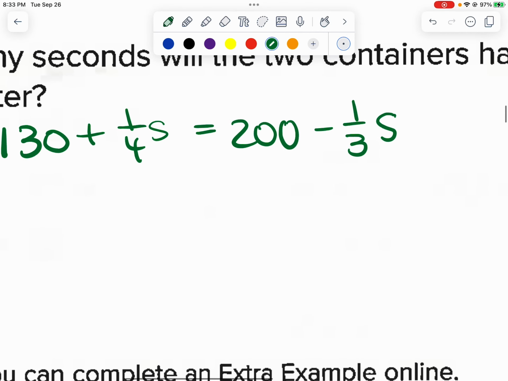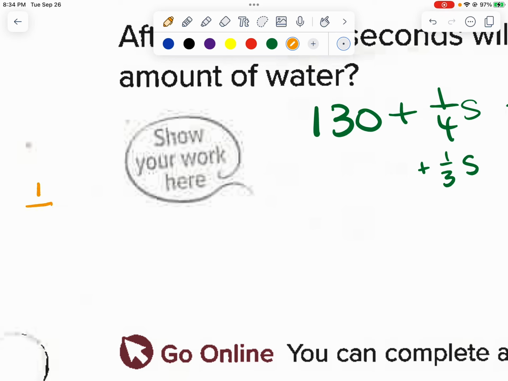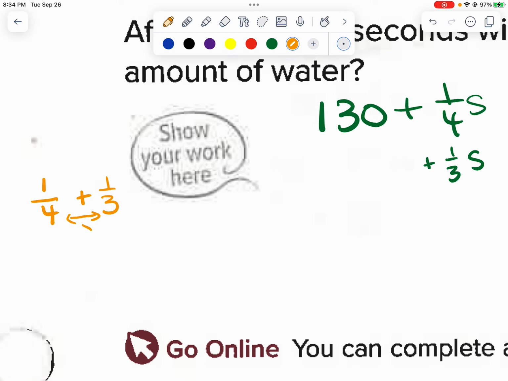Oh, those are those fractions that you guys hate so much. So I'm going to add 1/3 S to both sides. For the common denominator, I'm going to do it off to the side right here: 1/4 plus 1/3. I'm going to multiply these two together, so that would be 12. I'm going to multiply here, so that would be 3. Plus sign. I'm going to multiply here, that's 4. When I add that together on top, I get 7/12.